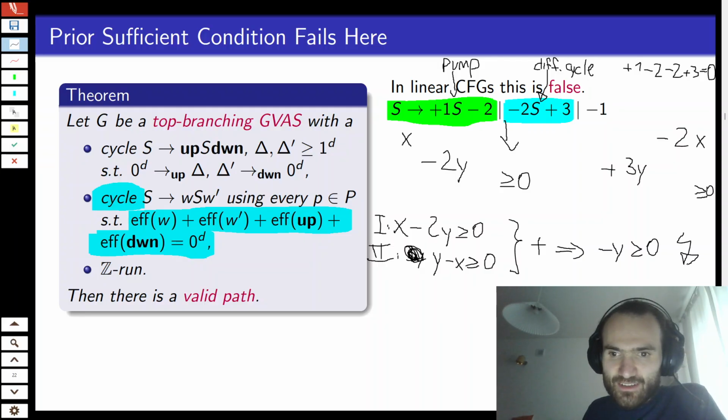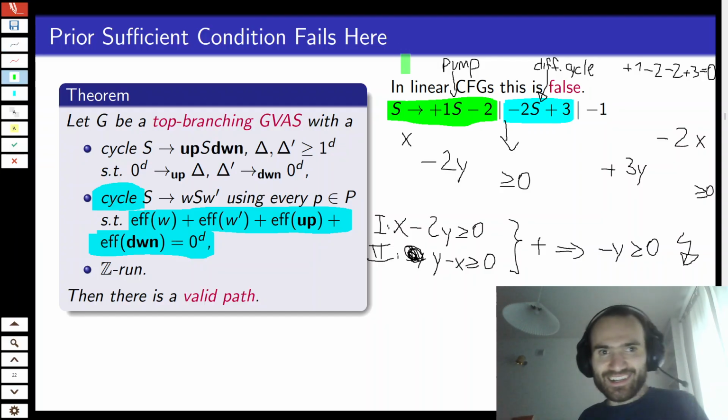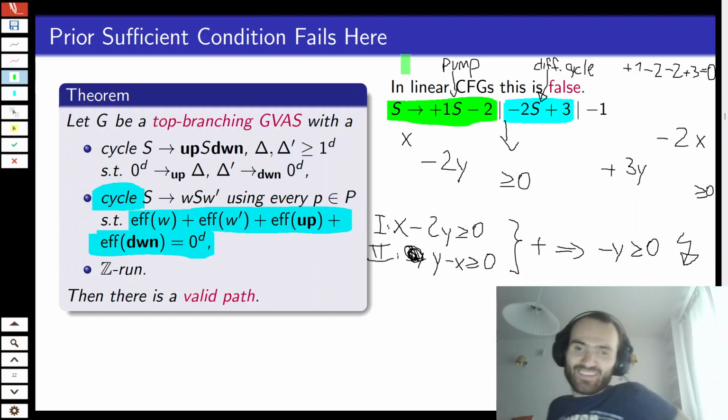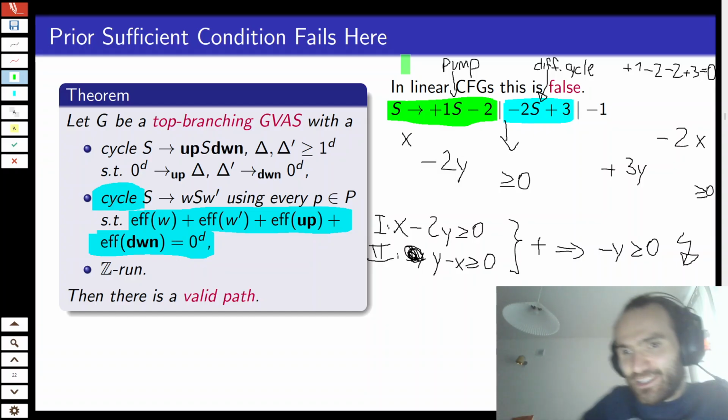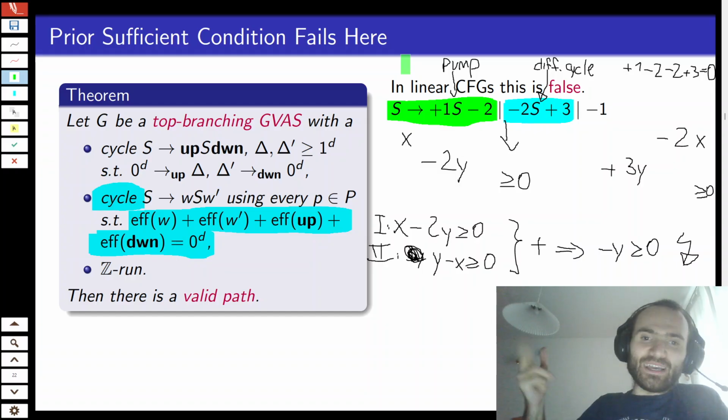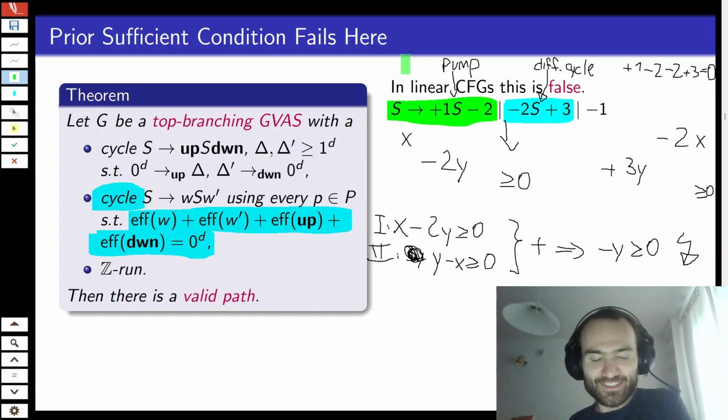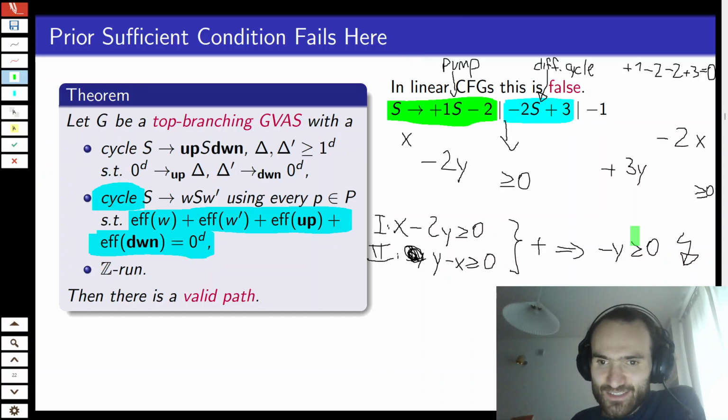contradiction. Or, okay, math purists could now say, well, y equals 0 could still be a solution, but the point is y equals 0 will not work either. You can then plug this back in and you get a contradiction as well. Okay, so there is no solution here. This means that there is no run.